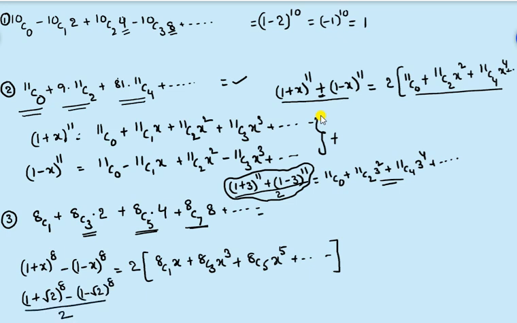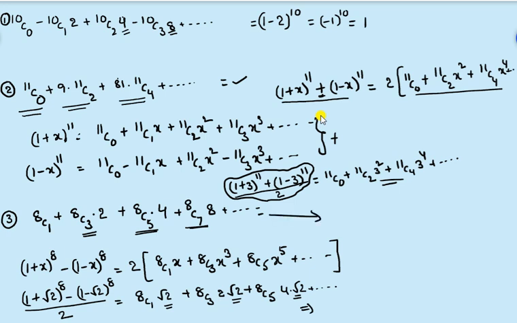divided by 2 is equal to 8C1 into root 2. Next 8C3 into 2, yes, because (root 2) whole cube can be written as 2 root 2, plus 8C5 into (root 2) whole to the power of 5. Root 2 whole to the power of 5 means 4 into root 2 and so on, right? Now here also root 2, here also root 2, here also root 2. If you take common, you will get the required answer.